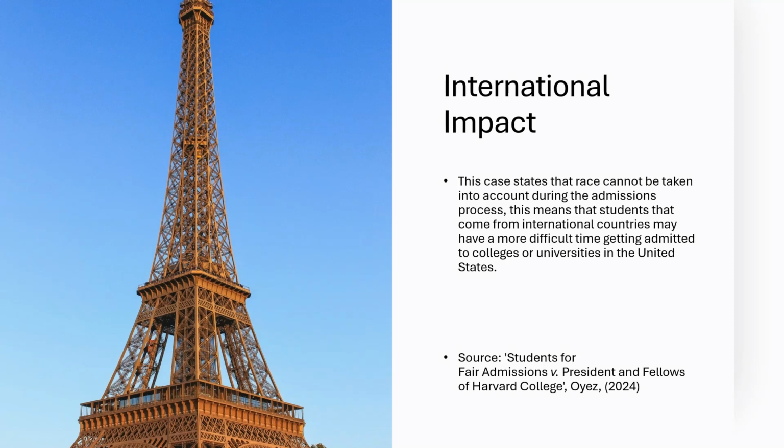Next, we are going to touch on the international impact. This case states that race cannot be taken into account during the admissions process. But because of this, international students that come from different countries may have a more difficult time getting admitted into these universities, making it more difficult for them to come to the US.